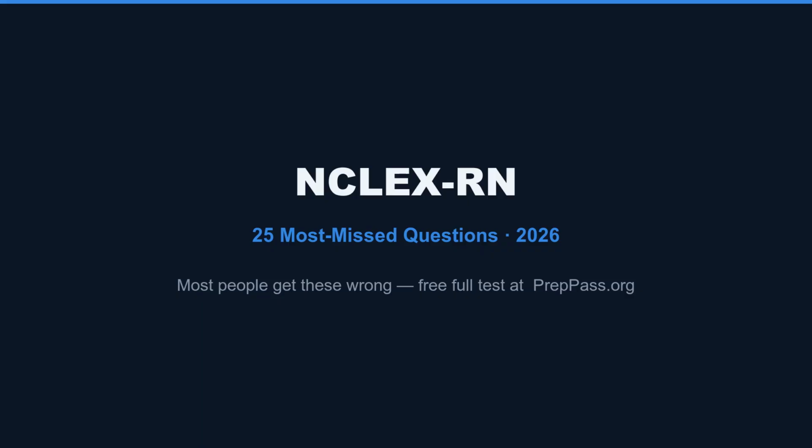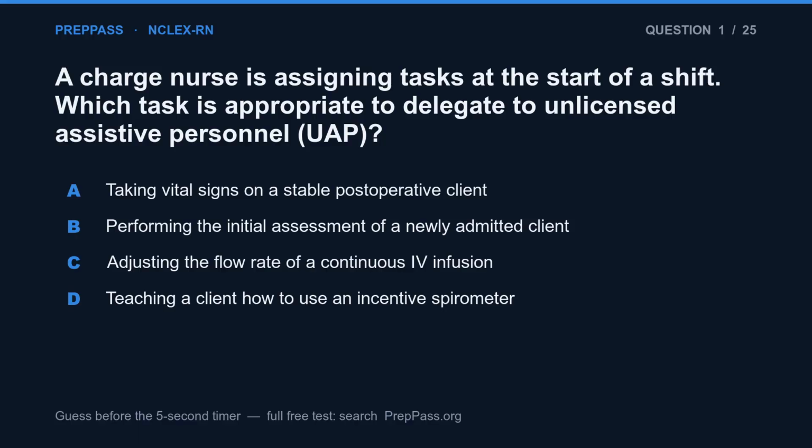Let's begin. Question 1. A charge nurse is assigning tasks at the start of a shift. Which task is appropriate to delegate to unlicensed assistive personnel, UAP? A. Taking vital signs on a stable postoperative client. B. Performing the initial assessment of a newly admitted client. C. Adjusting the flow rate of a continuous IV infusion. D. Teaching a client how to use an incentive spirometer.